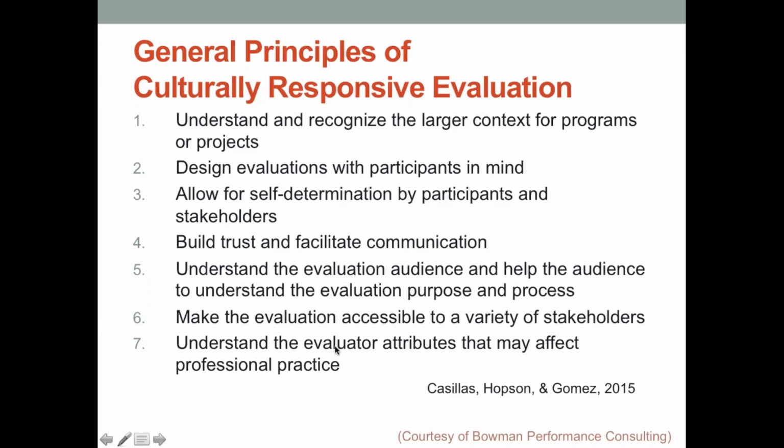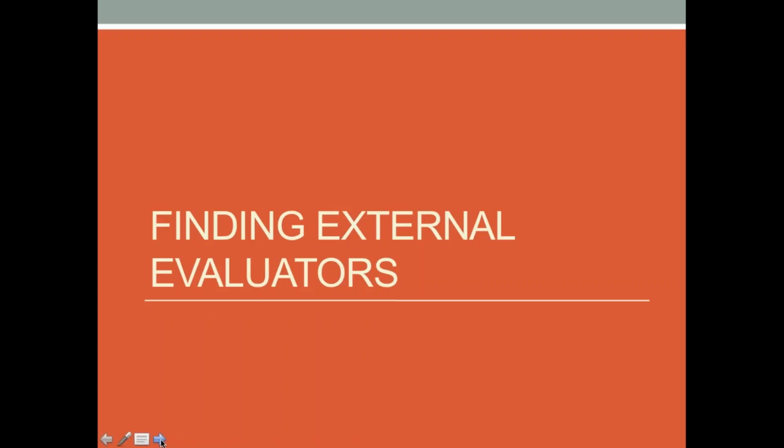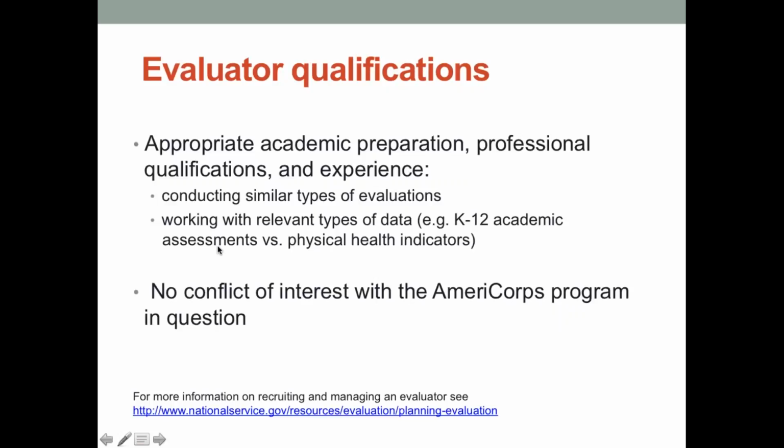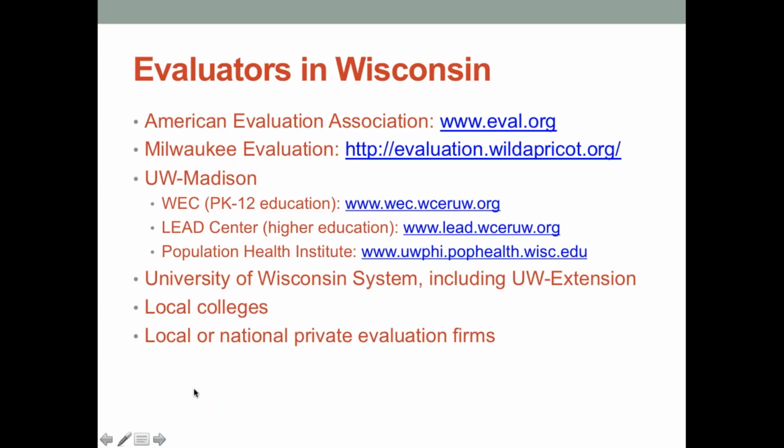Okay. So the last section we're going to touch on is thinking about external evaluators. Corporation, again, has some resources on this, and attend to those, because when you talk about having an external evaluator, they're going to be looking for certain things, such as do they have the appropriate academic preparation, professional qualifications, experience. This is coming straight from the corporation. So what other evaluations have they done? Obviously that they have no conflict of interest with the program itself in question.